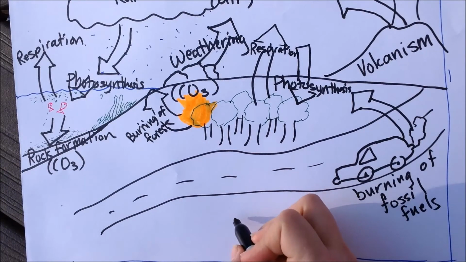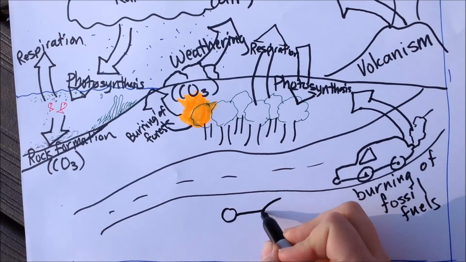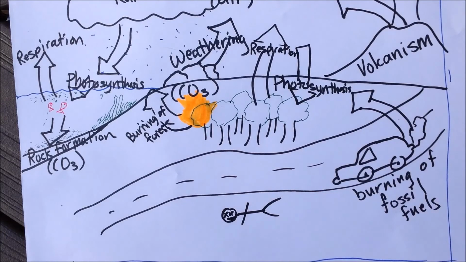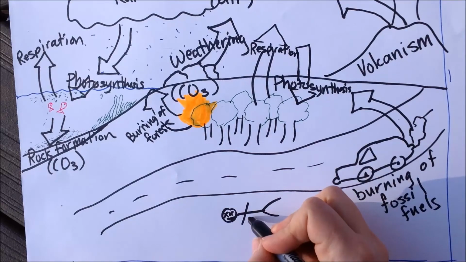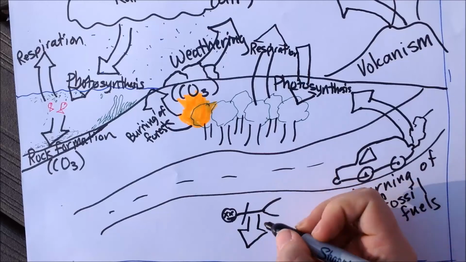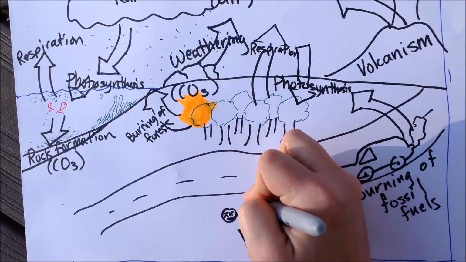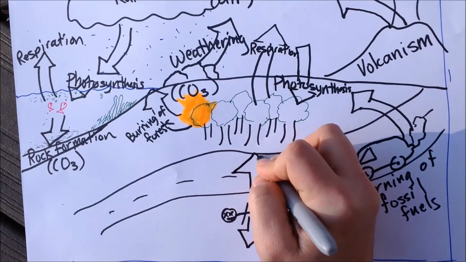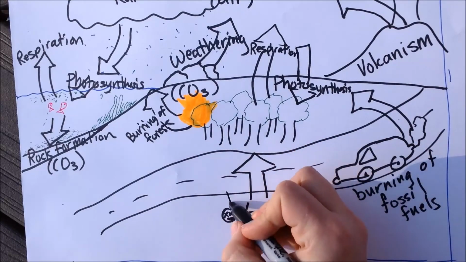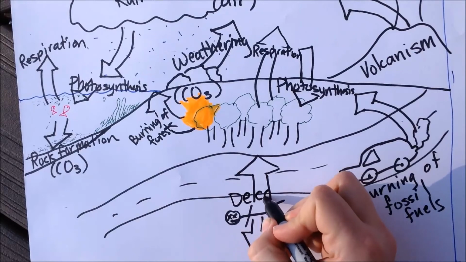So let's go ahead and put a dead body on the side of the road. And we know they're dead because, of course, they have X's for their eyes. All right, so this person is dying. As they're dying, they're rotting. And we have carbon seeping into the ground and some juicy stuff, and carbon seeping into the air in the form of carbon dioxide and methane. And we call this process decay.